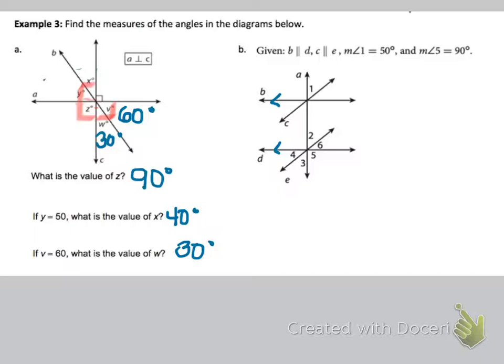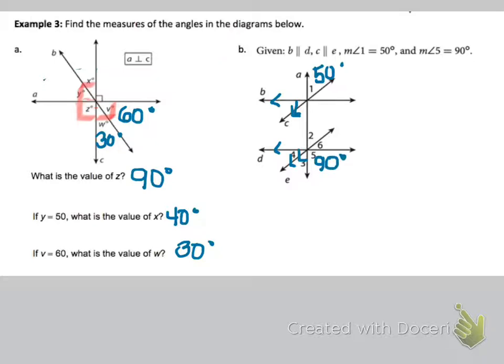And C and E, so we know that these lines are parallel too. And by the way, when you have multiple pairs of lines parallel in a drawing, but not all parallel to each other, you can use single arrows on one, double arrows on the other, just so you distinguish which ones are parallel to each other, even though it's very obvious here. And then they go on to say that the measure of angle 1 is 50 degrees, and the measure of angle 5 is 90 degrees.